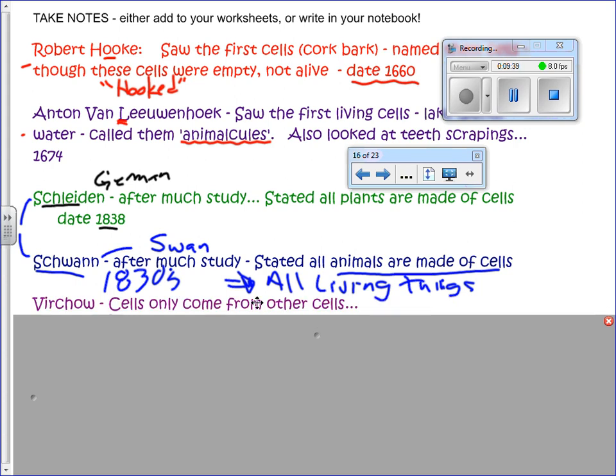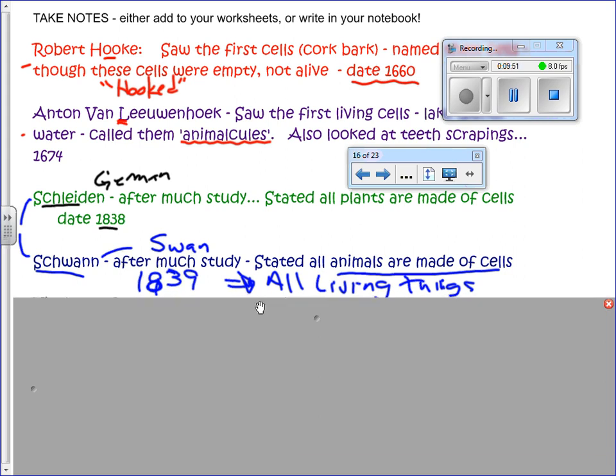So yeah, she said 1839. Anyways, but the way I remember Schleiden and Schwann, 1839. Again, if you chunk them together, Schleiden and Schwann discovered that all plants are made of cells, all animals.